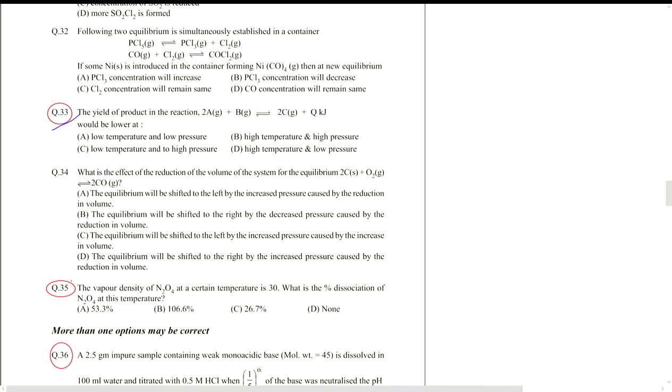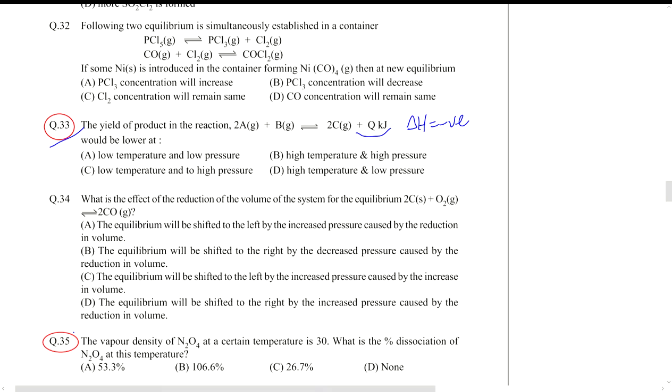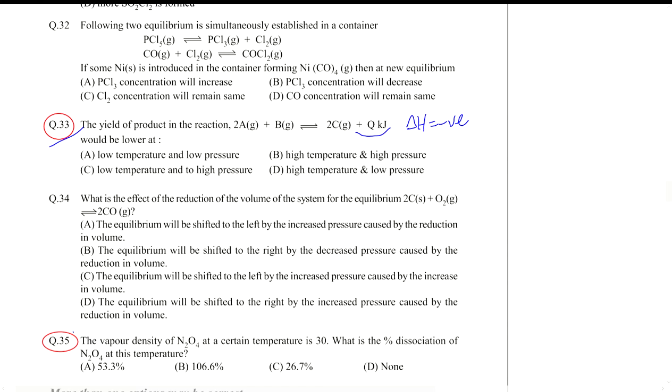In question 33, heat is evolved, so it's an exothermic reaction, and the yield of the product. So we have to deal with temperature and pressure. Because it's an exothermic reaction, you require lower temperatures for the forward reaction. As you can see, we have 3 moles of reactants giving you 2 moles of products. So if you want the number of gaseous moles to decrease, you have to increase pressure on the system.